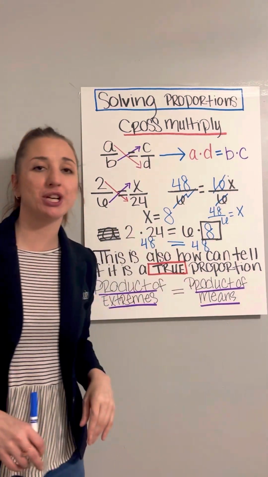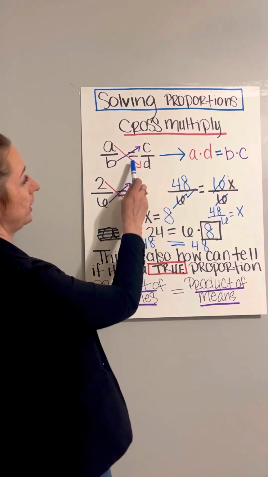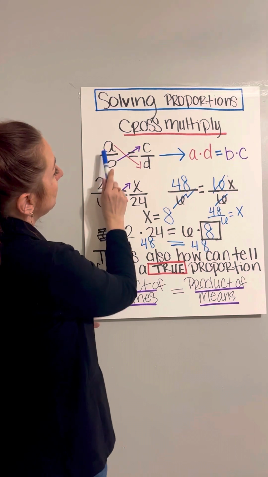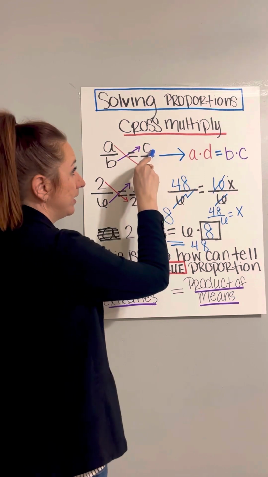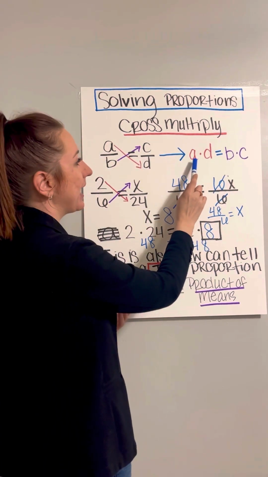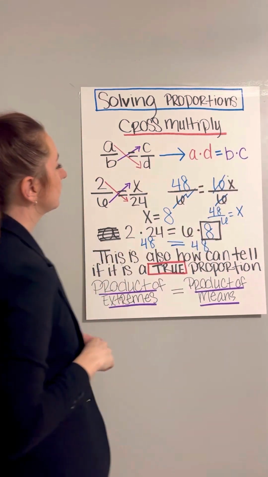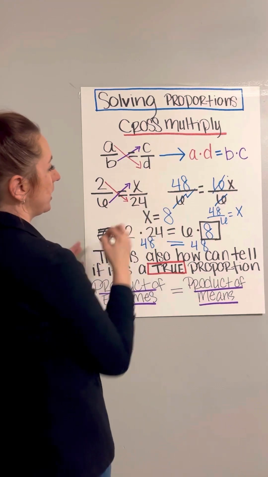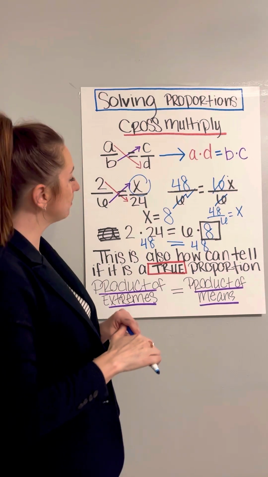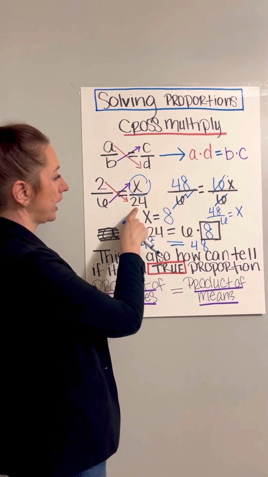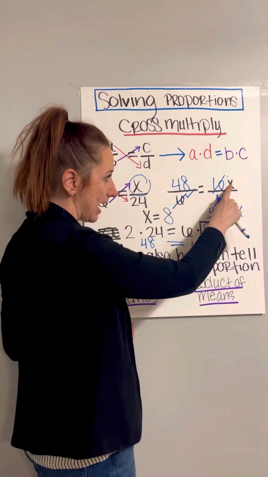Solving for proportions. To solve for proportions, we will cross multiply. I will show you here. We simply multiply A times D and B times C. It can also be written A times D equals B times C. So for this proportion here, we want to solve for X. What we would do is our cross multiplication. 2 times 24, which is 48. And 6 times X is 6X.